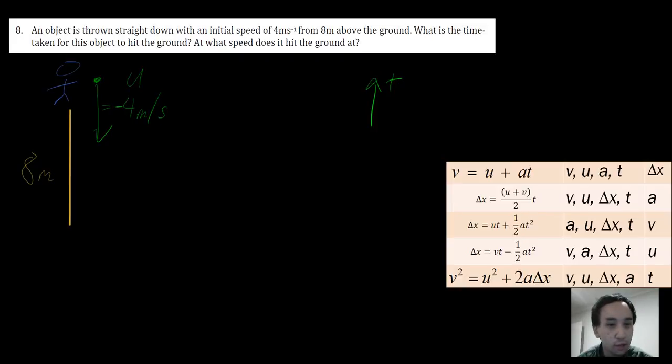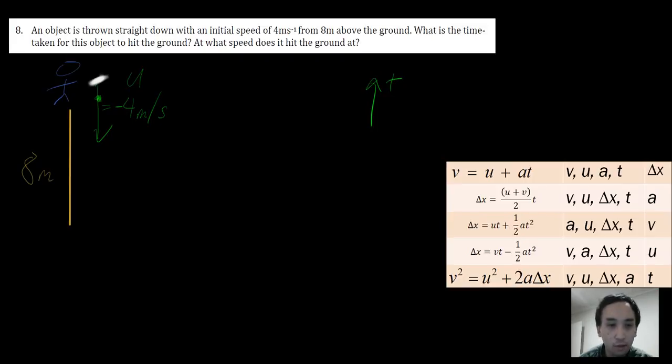So what is the time taken for this object to hit the ground? So assuming that we're starting from over here. Okay, maybe I shouldn't have drawn this green part over here initially. So I'm just going to rub that out. There we go. Okay, now assuming that it starts 8 meters above the ground, it's going down at 4 meters per second, then we want to find just time taken to hit the ground.